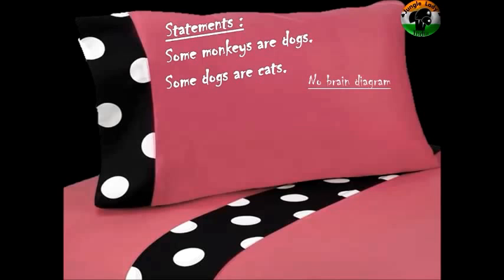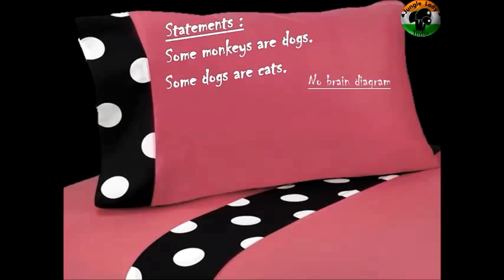So for the no brain diagram, please don't use your imagination or creativity or your brain to draw the entities. Just draw the entities as they are given in the question. For example, taking the first statement, "some monkeys are dogs" is given. So I am going to draw an intersection between monkeys and dogs. So please understand, when "some" is given, please draw an intersection diagram between the two entities. For example, if "some x is y" is given, draw an intersection diagram between x and y.